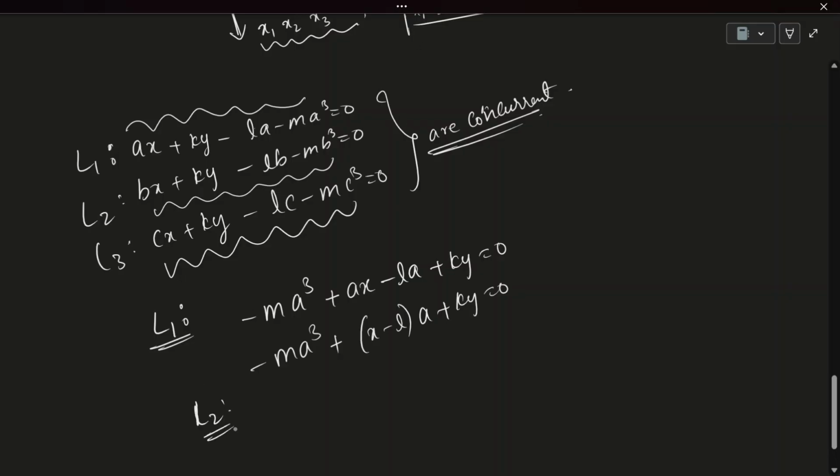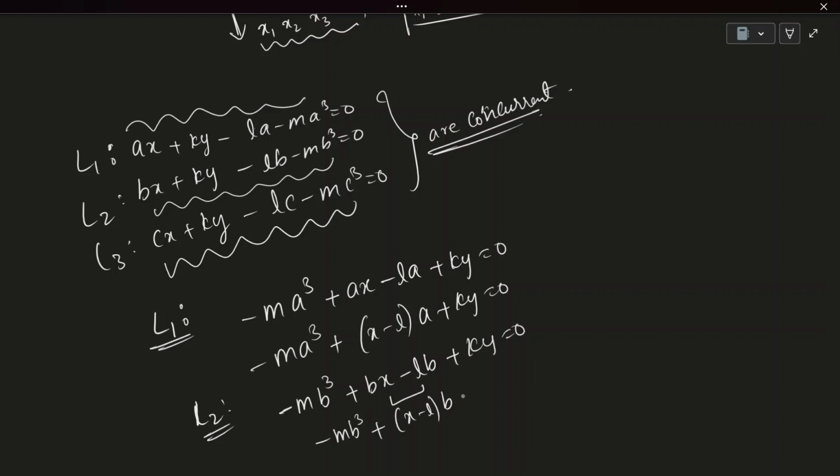Even L2 we can rearrange similarly: -mb^3 + bx - lb + ky = 0. So -mb^3, again (x - l) is common, times b, plus ky equal to 0. Here I have written the first equation as a cubic equation in terms of a, that means the variable is a. And L2 is also a cubic equation and the variable is b. If you observe properly, everything is the same, like -m, (x - l), ky. The only change is that in place of a, they have kept b.